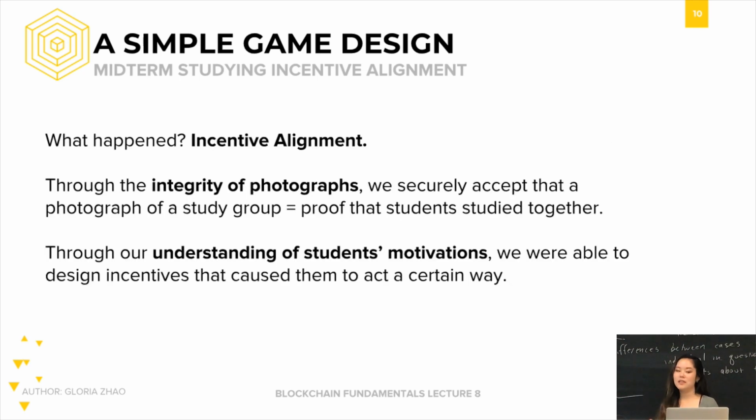So what happened here is incentive alignment. And we are able to ensure that these actually match up through the integrity of photographs, right? We are relying on photographic evidence to be proof that students actually study together. Obviously, from a photograph, you can't tell the quality of what they studied or how much time they spent, yada, yada, yada. But if you were relying on this being an accurate or satisfactory proof for that, this would be effective, right? And through our understandings of students' motivations, while we were designing this course policy system, we were able to align the incentives to get both things to come out right. So that's kind of the idea behind these game designs.